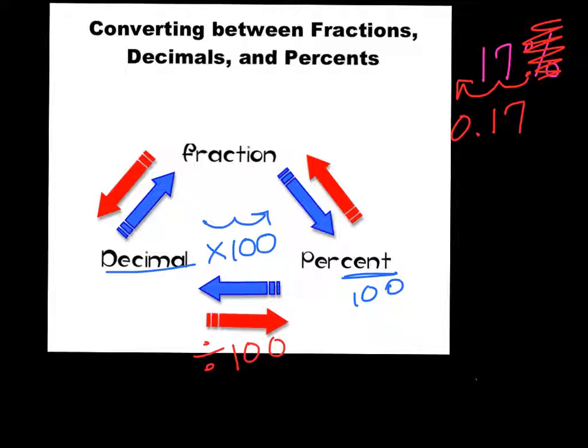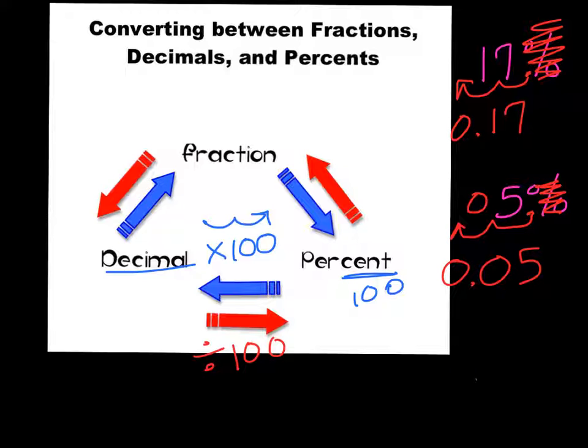Another example really quickly, let's say I had 5%. Again, 5 is a whole number. I'm going to get rid of my percent symbol. My decimal goes to the far right, and then when I go 2 places to the left, I need to add 1 zero. So 5% in decimal form is 0.05.